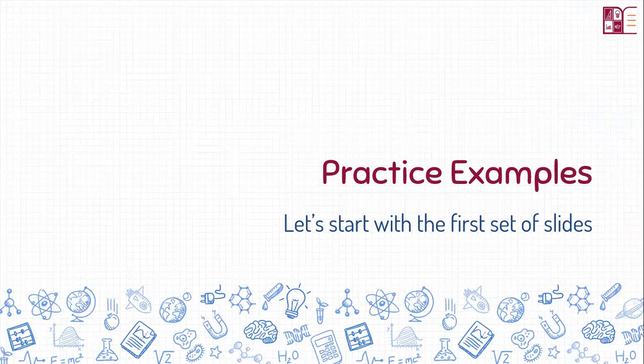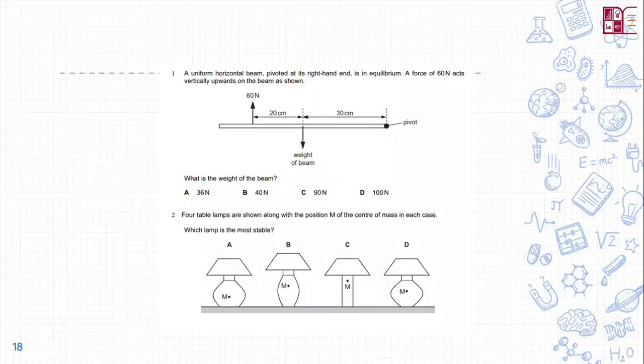Now, moving on to practice examples. Question number 1: a uniform horizontal beam pivoted at its right end is in equilibrium. A force of 60 Newton acts vertically upwards on the beam as shown.